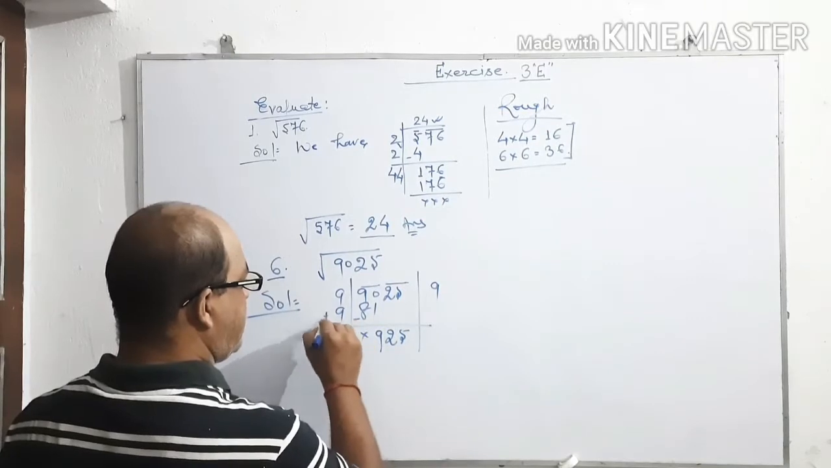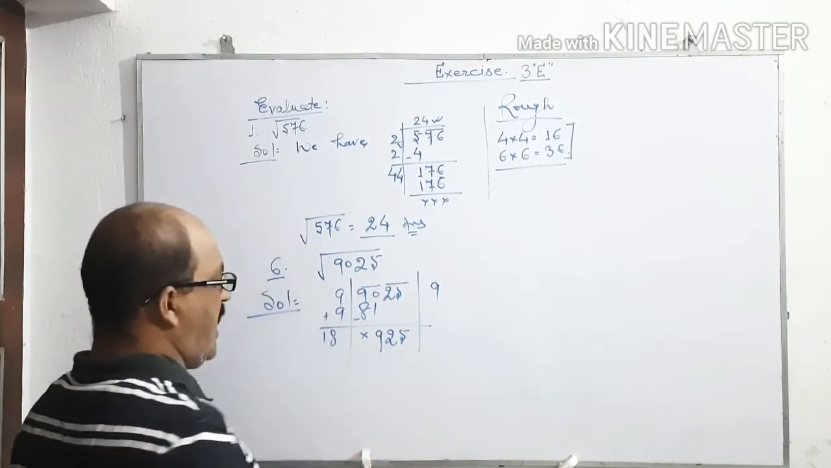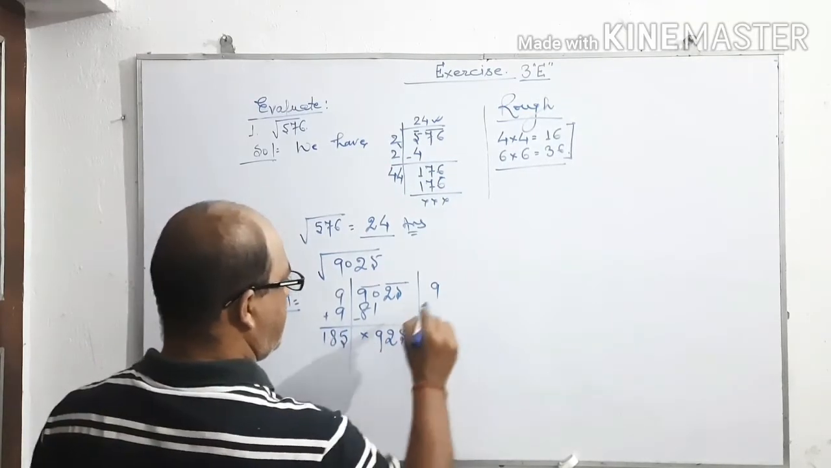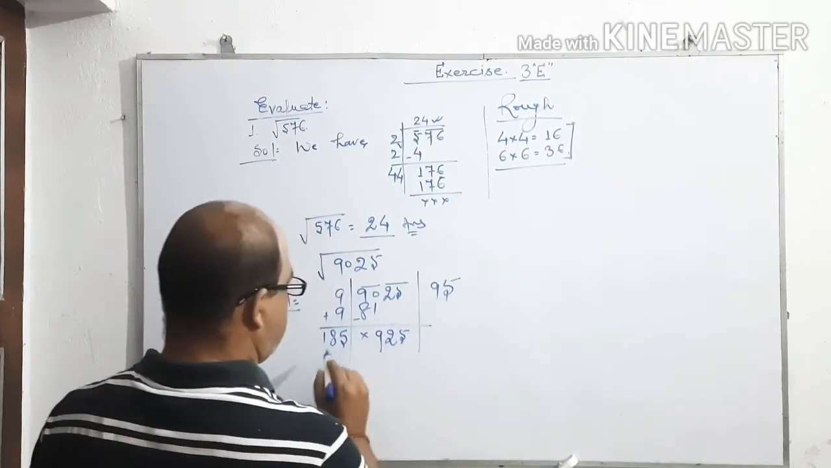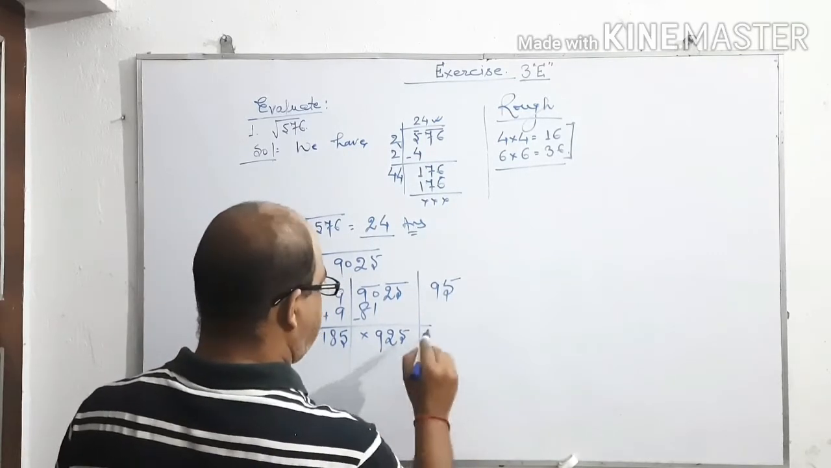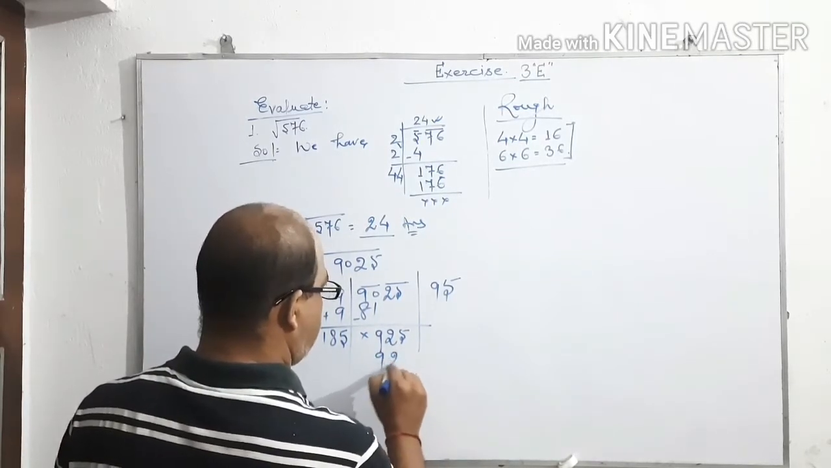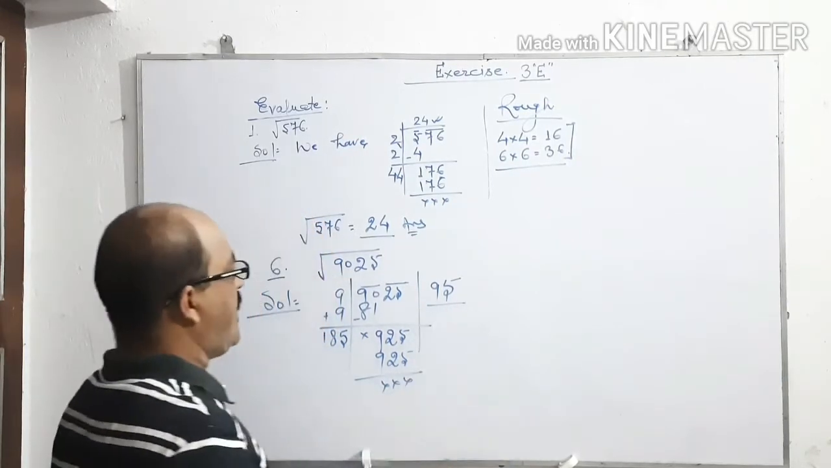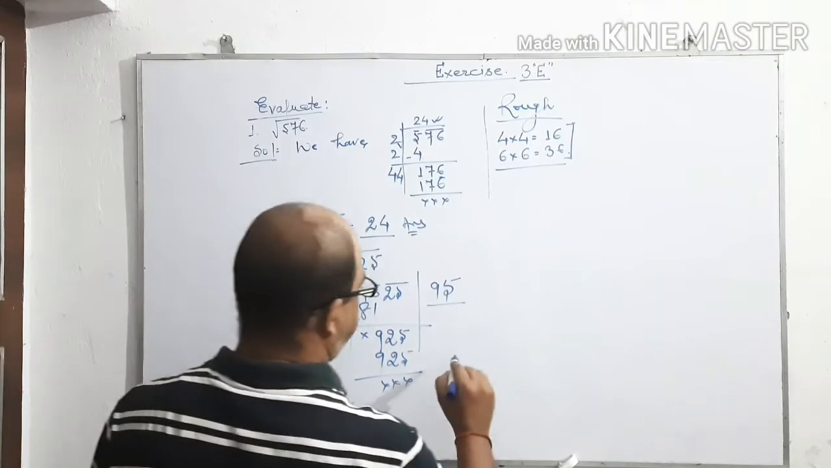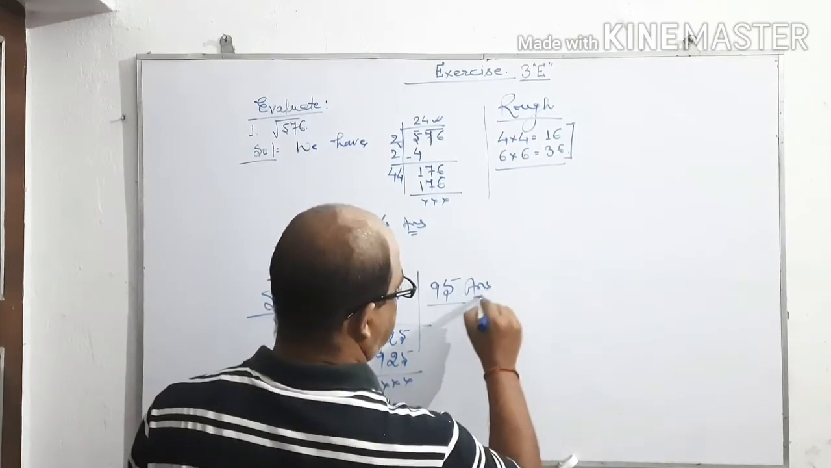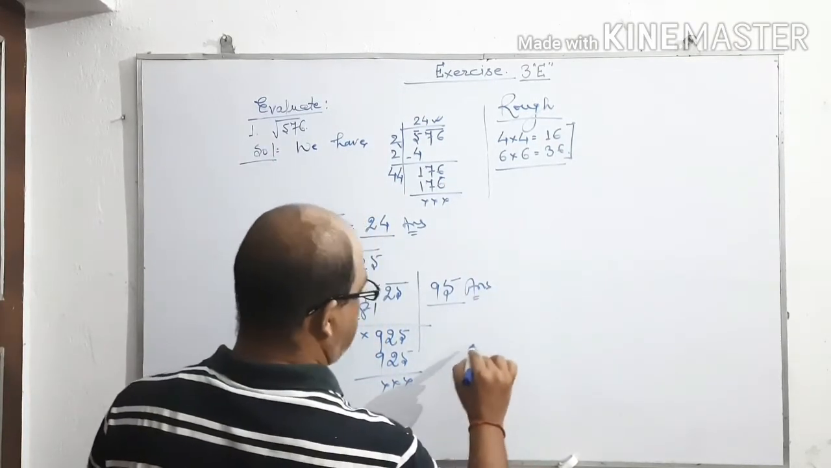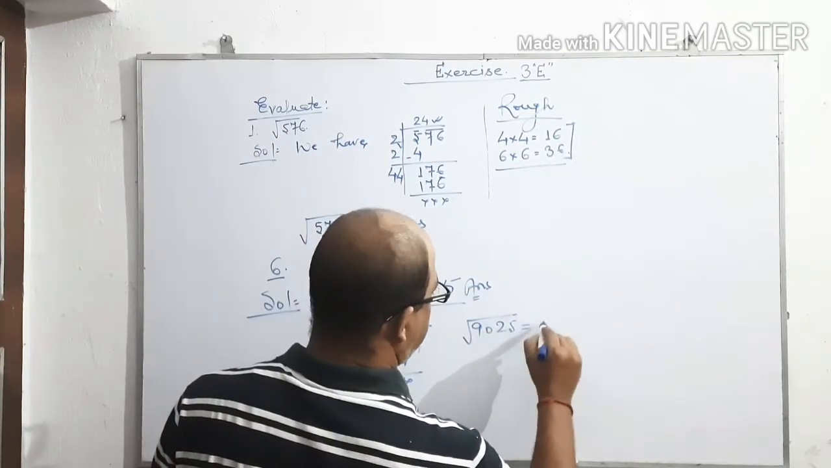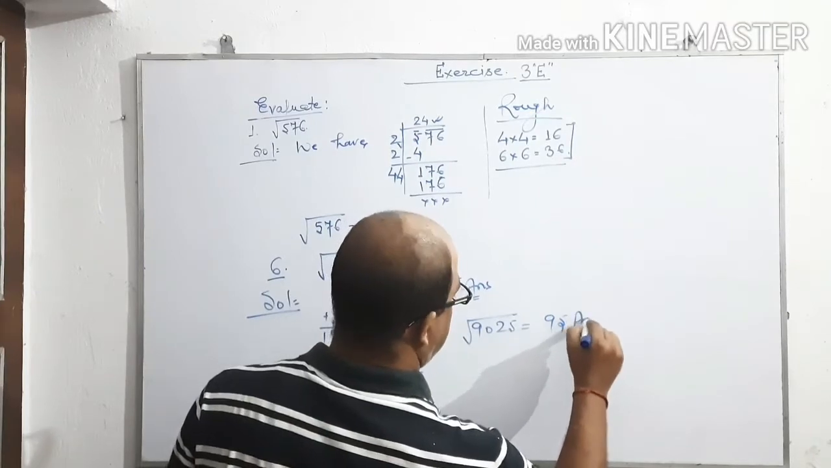9 will be added here. 9 plus 9 is 18. We have to get 5 in the unit place. So 5 fives are 25. 5 will be put here. 185 multiplied by 5, we get 925, and thus 95 is the square root of 9025. This was the answer of it. So we can write root under 9025, the simplification of it is 95.